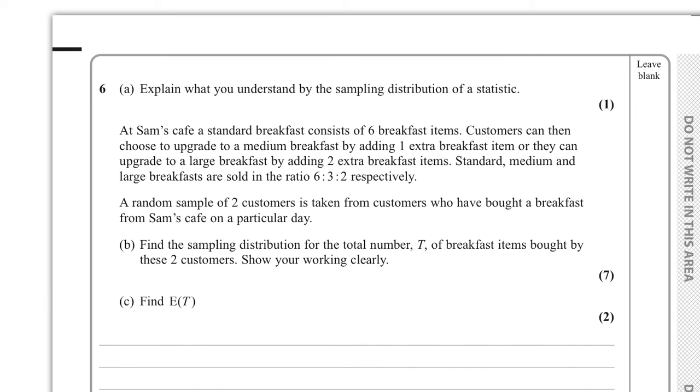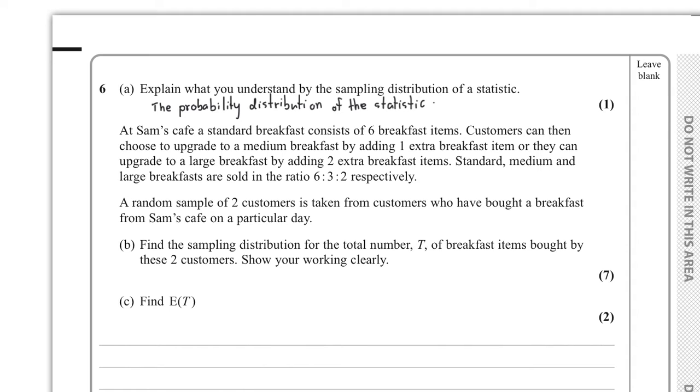That's it. In question 6, first explain what you understand by the sampling distribution of a statistic. So for the answer, you can just say that it is a probability distribution of the statistic. Next, at Sam's Cafe, a standard breakfast consists of 6 breakfast items. Customers can then choose to upgrade to a medium breakfast by adding 1 extra breakfast item, or they can upgrade to a large breakfast by adding 2 extra breakfast items.